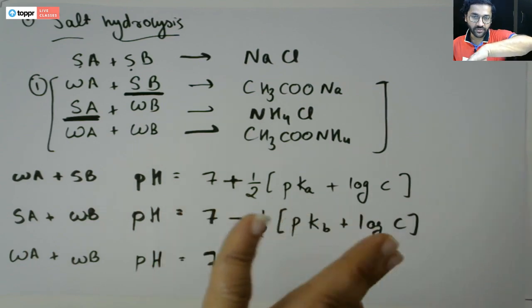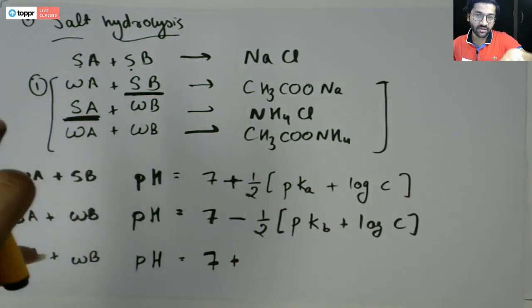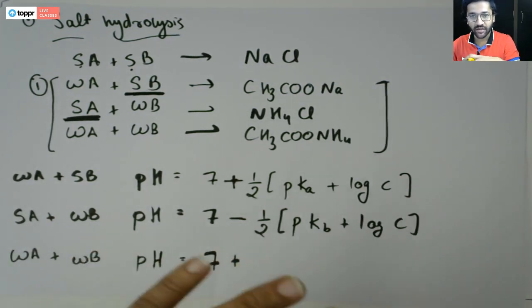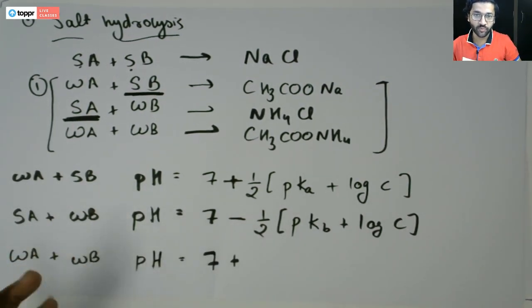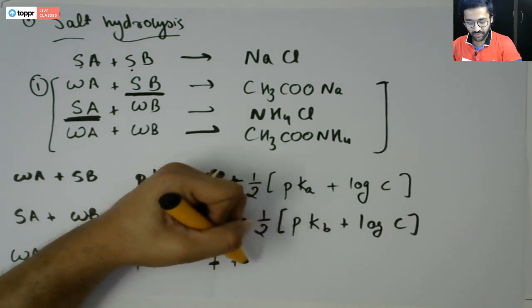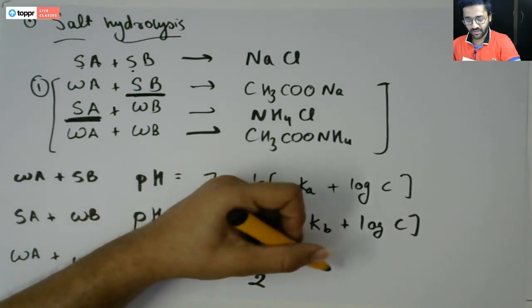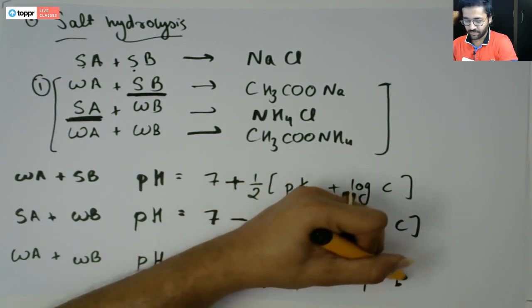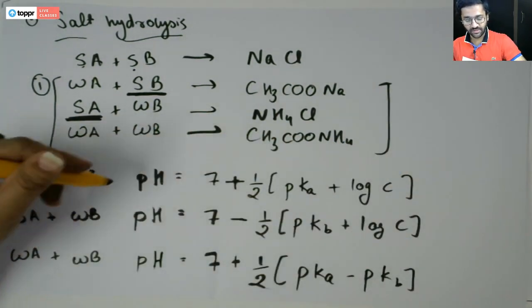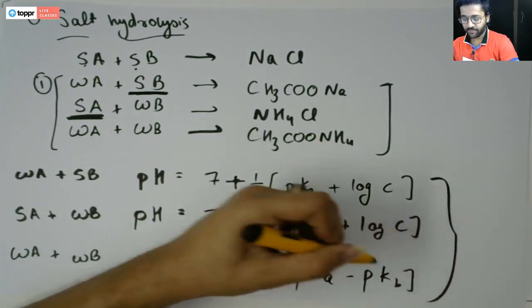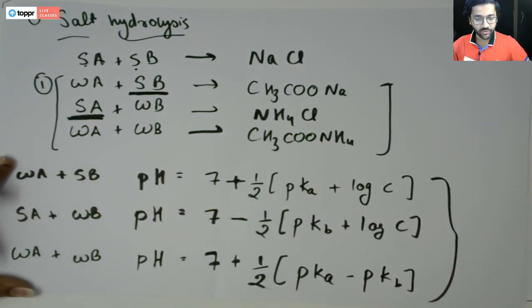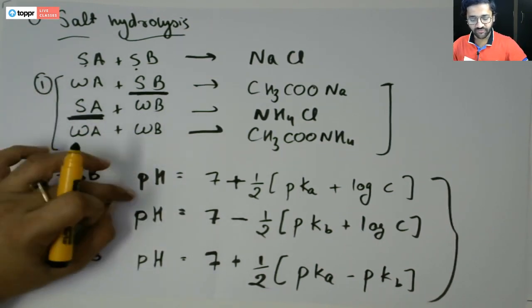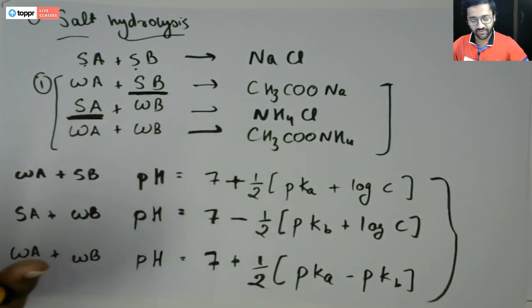So if the salt hydrolyzes to give more acid, then the pH will be less than 7. If the salt hydrolyzes to give more base, it will be more than 7, right? So the whole pH comes out to be 7 plus half of pKa minus pKb. So these three equations are very important from the exam point of view, and generally the questions being asked are to calculate the value of pH only.